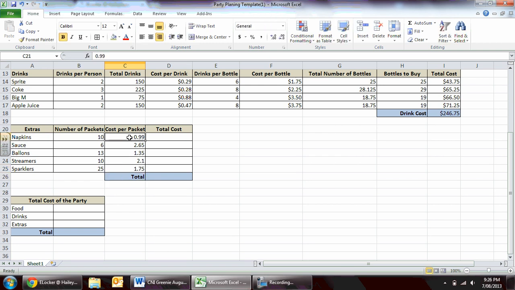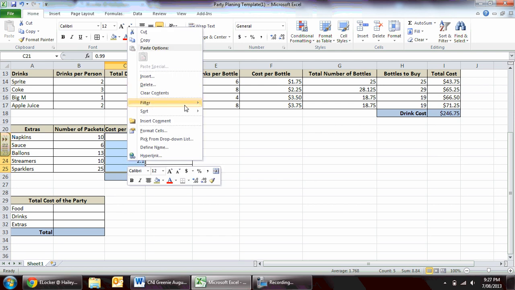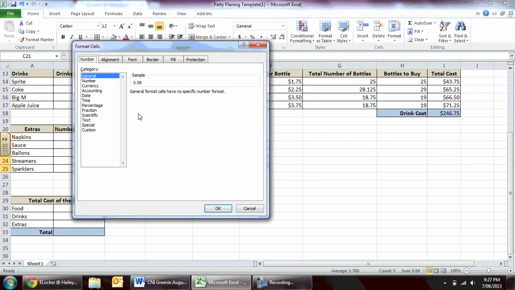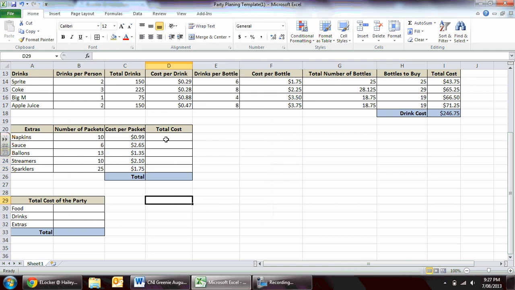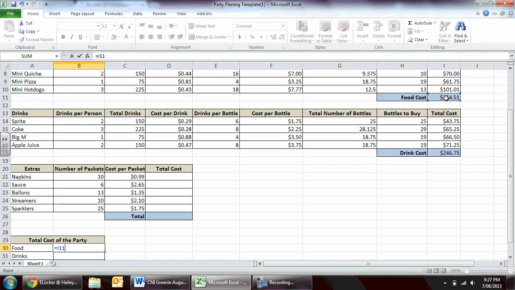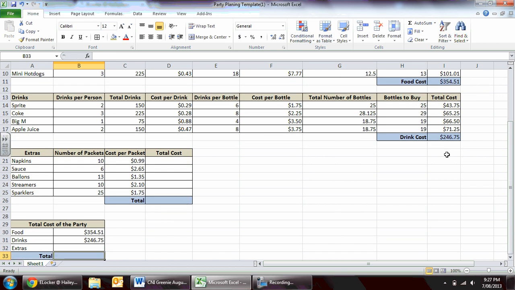Now again, we need to highlight these and go format cells, currency, okay. Right, I'm going to let you work out the cost yourself. For these, I'm going to leave that blank. To fill in this table, you say equals, and then you go up and click on the total cost of the food. Done. And for drinks, you say equals, and click on drinks. So equals I18. And then for extras, you say equals, total cost of the extras.